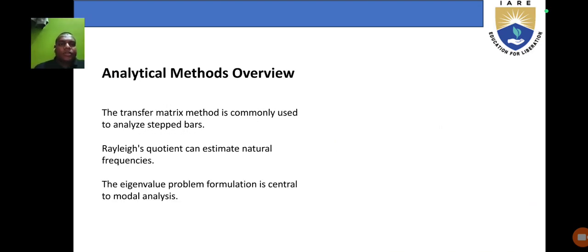Analytical methods overview. The transfer matrix method is commonly used to analyze stepped bars. Rayleigh's method can estimate natural frequencies. The eigenvalue problem is central to modal analysis.